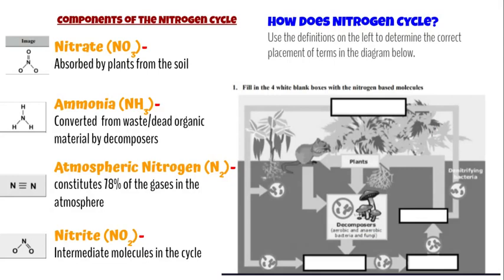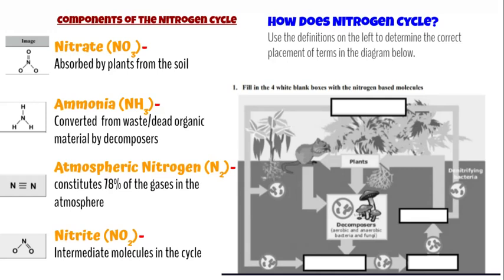For the second part of our case study, we're going to actually deal with the parts of the nitrogen cycle that contain nitrogen. We have our 4 molecules present. We're introducing a fourth one called atmospheric nitrogen, which is pure nitrogen in the form of N2, so 2 nitrogens bonded together. We're going to use these definitions on the left to determine the correct placement of the items in the diagram below. You can pause the video and select which boxes should fit in.